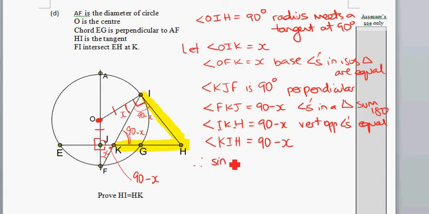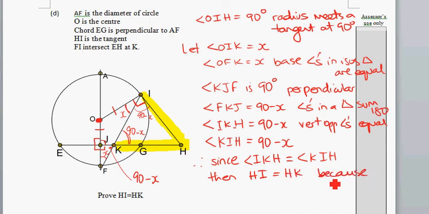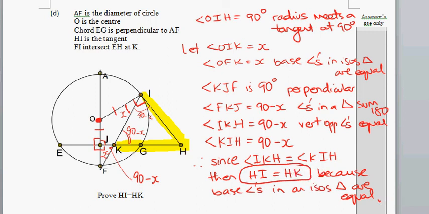Therefore, since angle IKH equals angle KIH, since that equals that, then HI equals HK because base angles in an isosceles triangle are equal, and that's what we've been asked to prove. And of course there are many other ways to do it too.